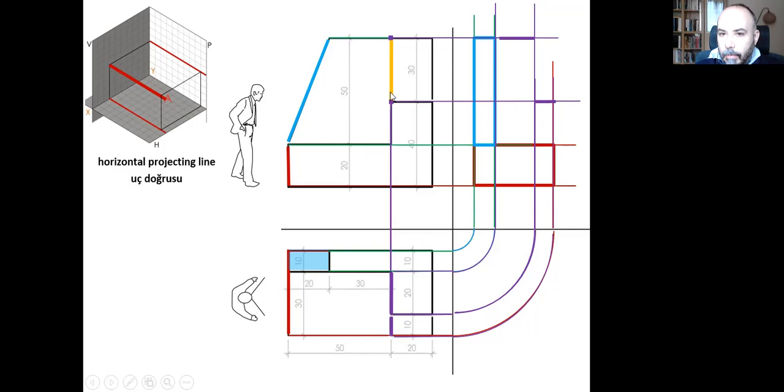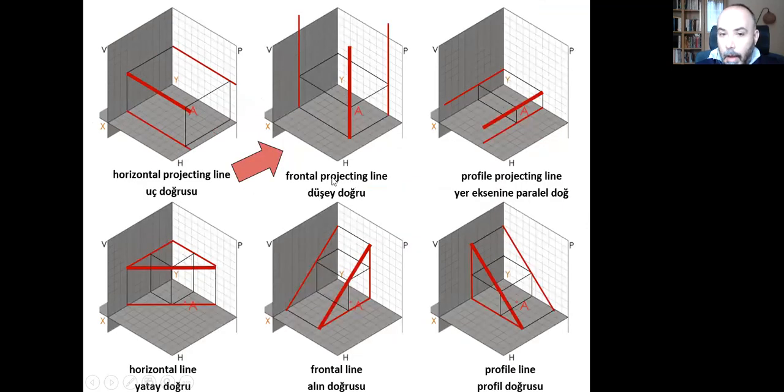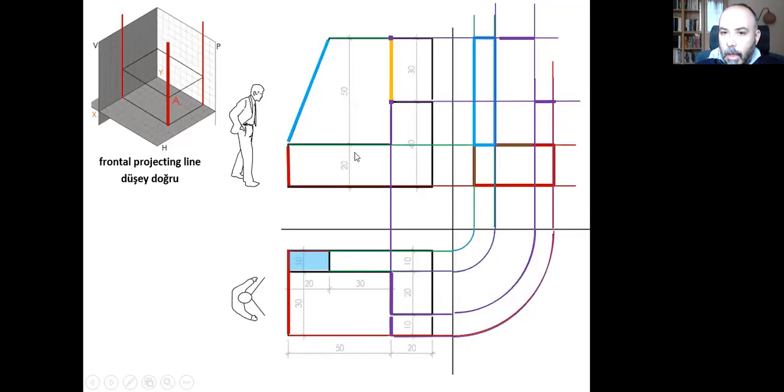So in the front view, there is another line with a gap that connects these two points, and I can say that it's a frontal projecting line because of its position. In the front view, that appears as a line. However, in the top view, it appears as a point here. So I can transfer it, and I will see that this is a frontal projecting line that combines these two horizontal projecting lines together. And there is another one here at the lower level.